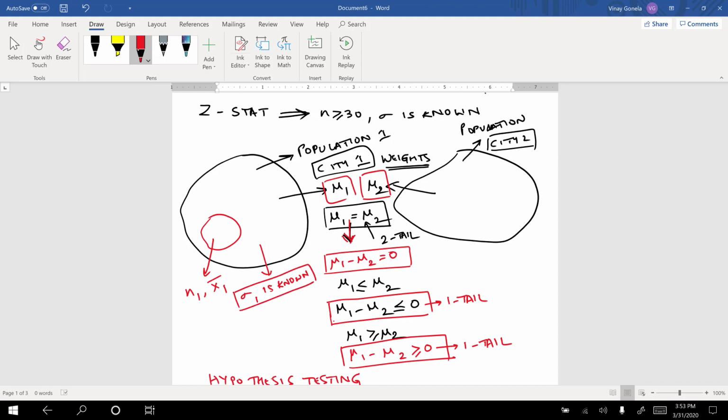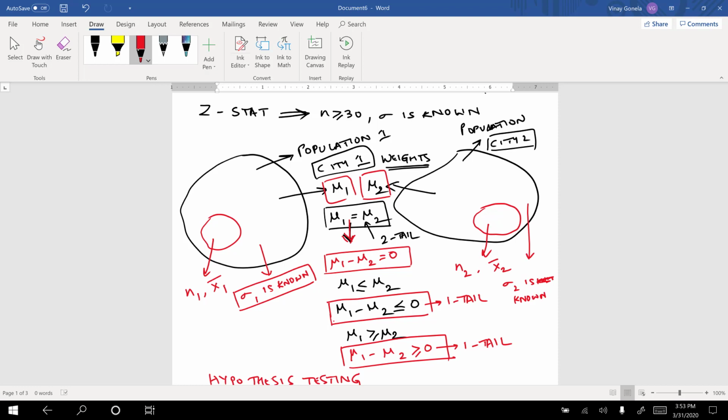Again, if we have city 2, we take a small sample, so the sample size would be n2 and the mean would be x2 bar, and we assume here also that sigma 2 is known.